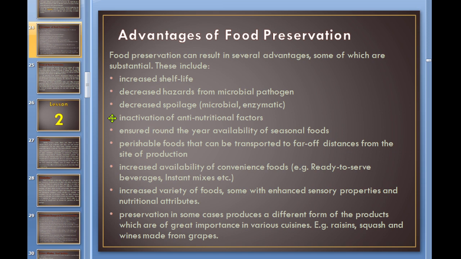Inactivation of anti-nutritional factors. Ensured round the year availability of seasonal foods. Perishable food that can be transported to far distances from the site of production. Of course, natransfer ang usa ka pagkaon, ang canned goods, to different regions. Ang ubang tao nga wala katilaw ani nga pagkaon, nakatilaw aning pagkaona, it's because it is well preserved and gitransport siya. Okay.